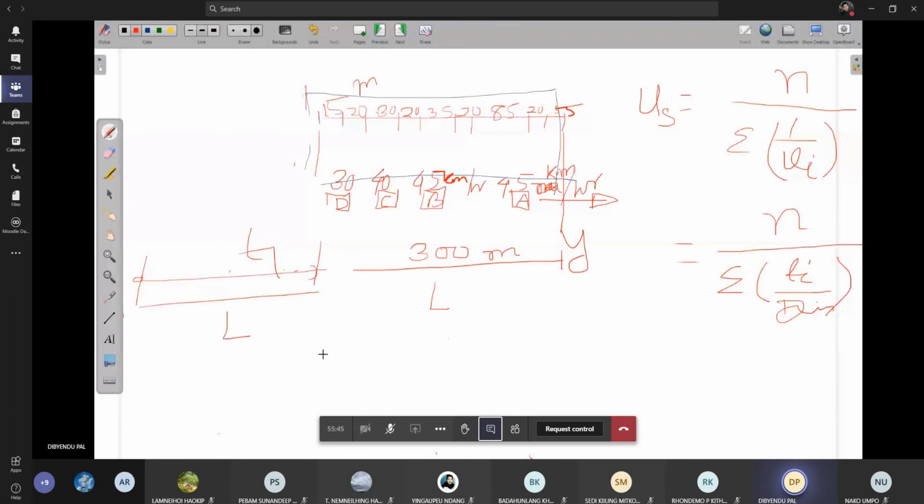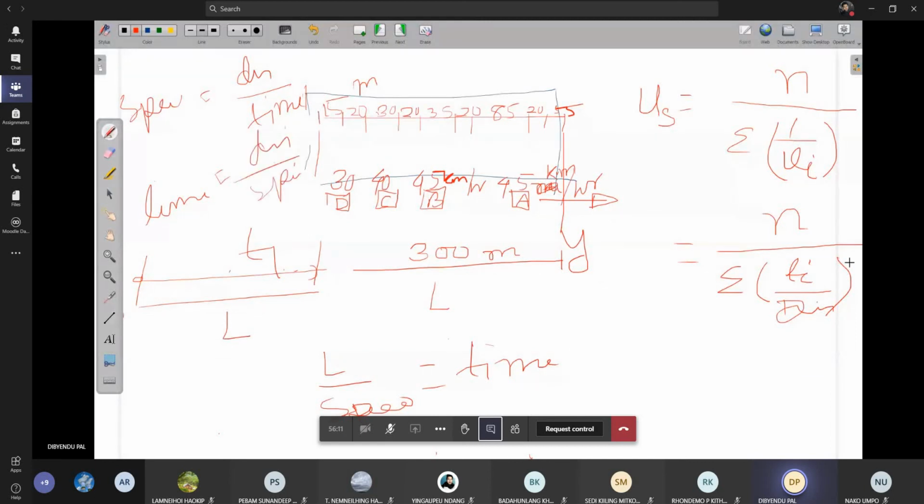What is this time? Time is distance divided by speed. If you take distance divided by speed, it will give you time. Otherwise, what is speed? Speed is equal to distance by time. So what is time? Time is equal to distance divided by speed. So here, this is the time I want to calculate. Basically it is the inverse of the speed. Inverse of the speed is basically time divided by distance.